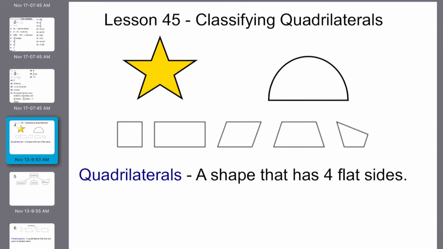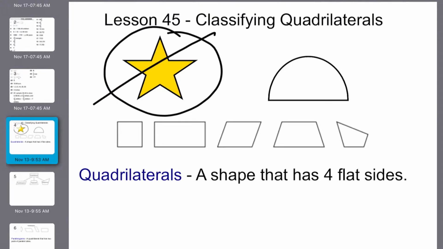All right, fifth grade, we have lesson 45, classifying quadrilaterals. So a quadrilateral is a shape that has four flat sides. So looking at the shapes in front of us, we know that this one would not be a quadrilateral because although it has flat sides, it does not have four flat sides.